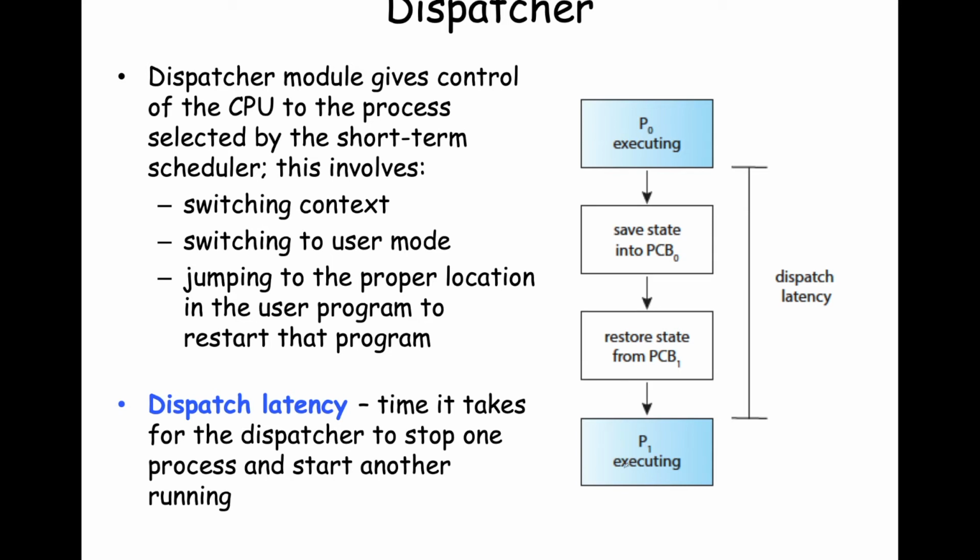And then process P1 is set to executing, and it runs on the CPU. All of that, saving the state of the old process, restoring the state for the new process, and then starting the execution, is performed by the dispatcher, and the time it takes to do these things is called the dispatch latency.